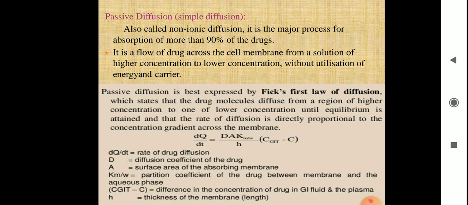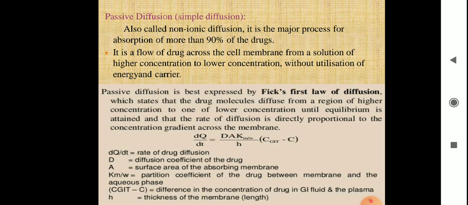This passive diffusion is expressed by Fick's law of diffusion, which states that the drug molecules diffuse from the region of higher concentration to the one of lower concentration until equilibrium is attained. The rate of diffusion is directly proportional to the concentration gradient across the membrane. So this formula is used.